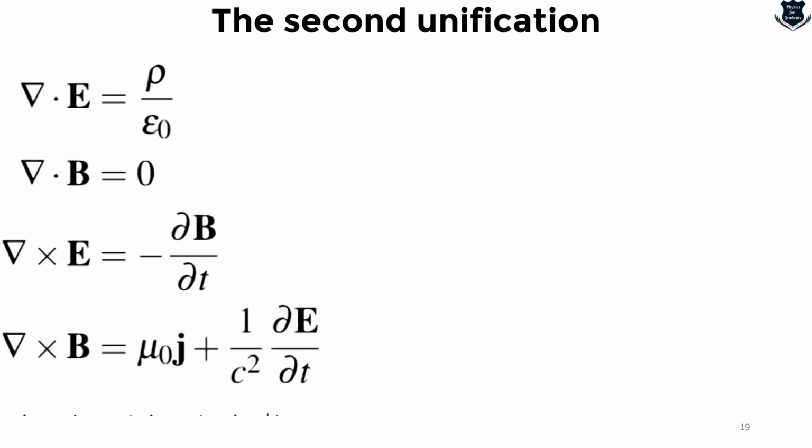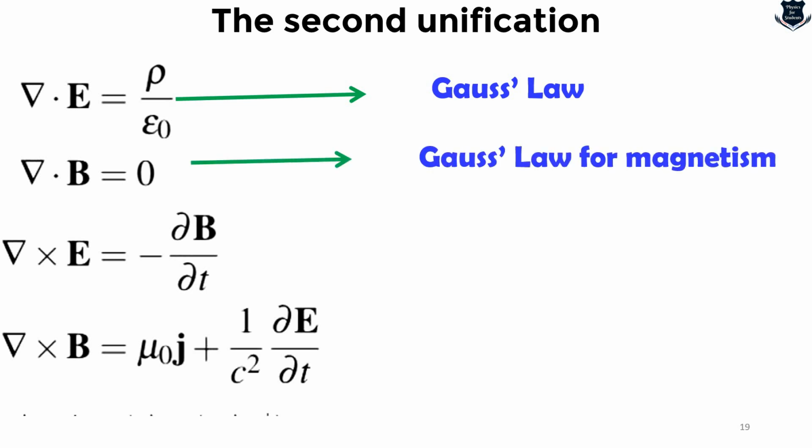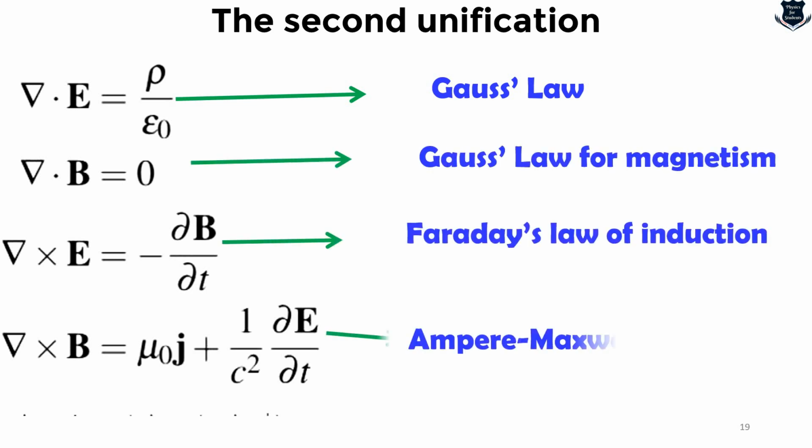I'm not going to explain because I have a separate playlist called Maxwell's Equation. These are actually 20 equations that became 8 equations by Oliver Heaviside, and these are, I would say, the modern formulation of Maxwell's Equations. You can very well look into my Maxwell's Equation playlist, where there is a wonderful video called The History of Maxwell's Equation, where you can find out the formulation. However, this is the Gauss's law for magnetism, Faraday's law of induction, and the Ampere-Maxwell law.